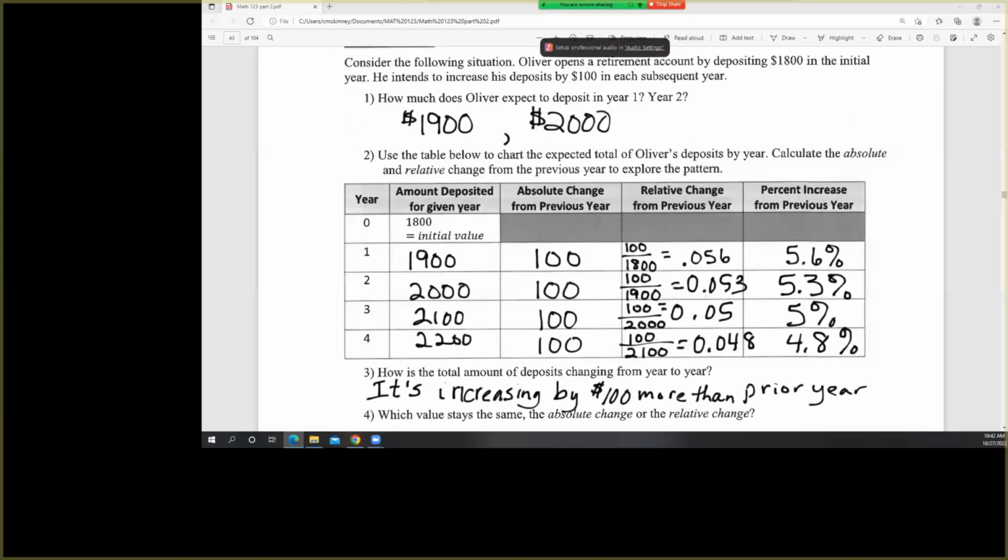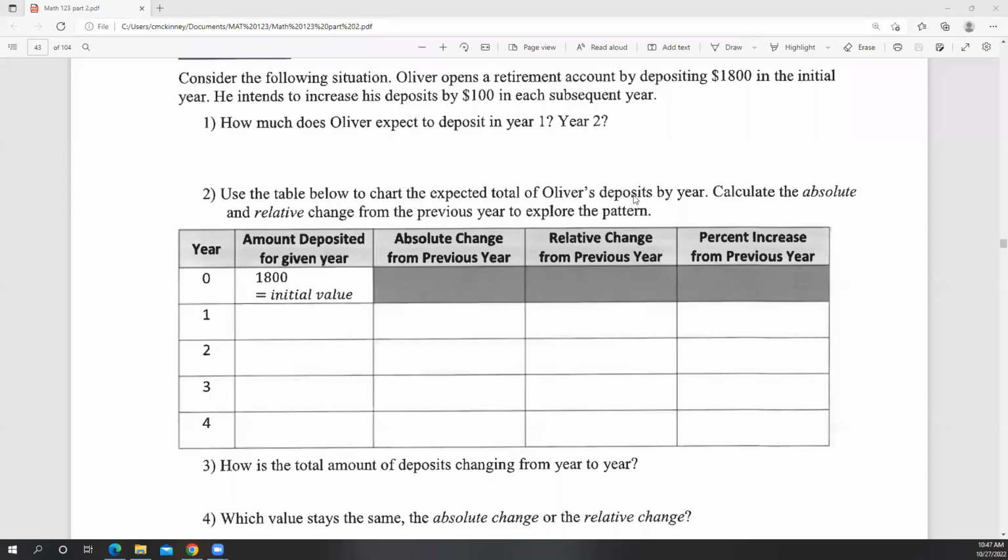And which one is staying the same, the absolute change or the relative change? The absolute change is staying the same. So when the absolute change is staying the same, that means that this is linear, like what we talked about before. So without actually continuing the table, since the absolute change is staying the same, it is linear.